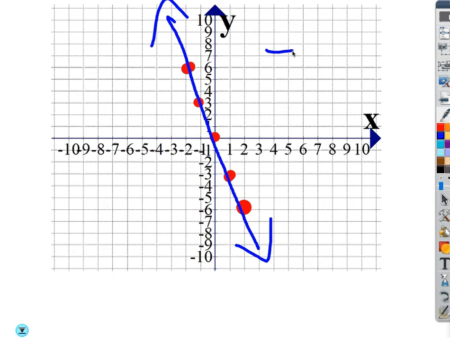Okay, thank you. So how do you know if it's negative or positive? Well, if it's up on the left and down on the right, that means it's negative. And if it's down on the left, up on the right, it's positive. So we know it's negative.